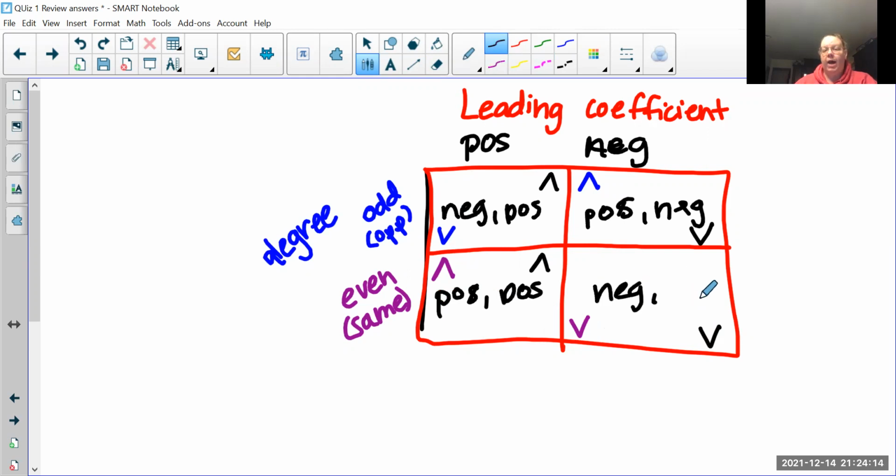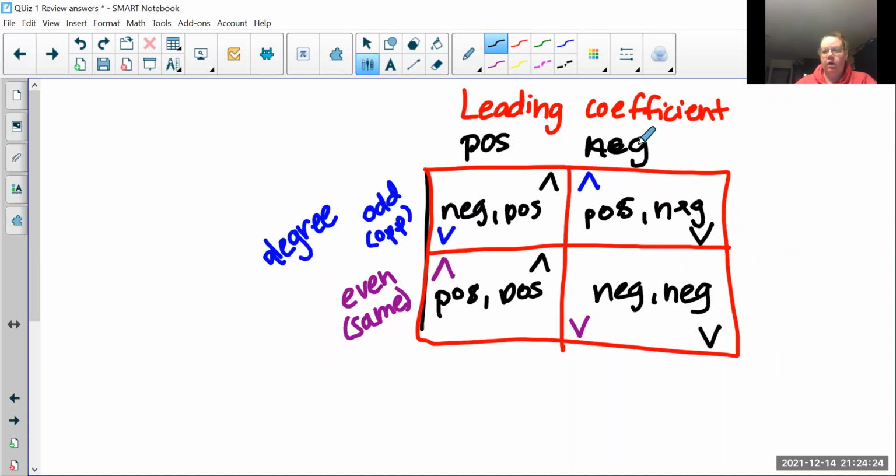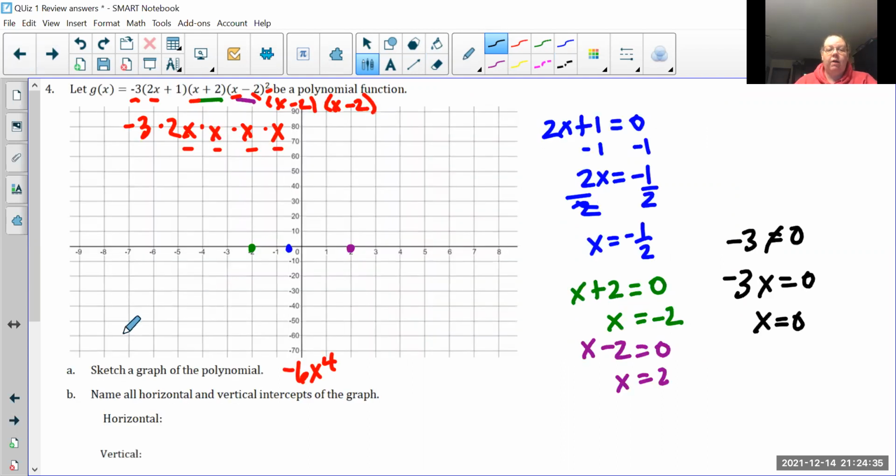So now that we know that, going back to what we got: -6 as our leading coefficient and 4 as our degree. So -6, our leading coefficient, is negative, so we're looking in this spot, and then our degree was even because it was 4. So it's a negative negative. That's telling me that when I graph it, it's going to start going negative over here and end going negative here.